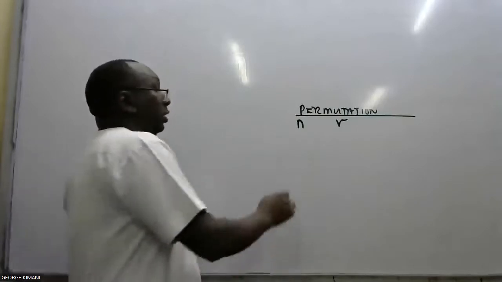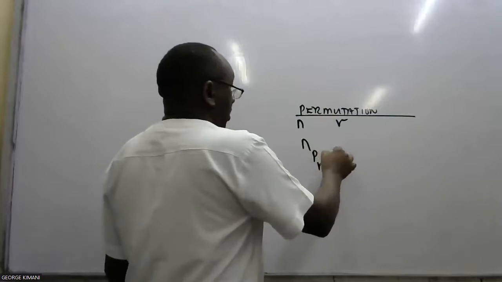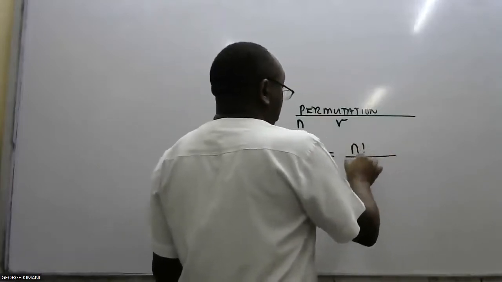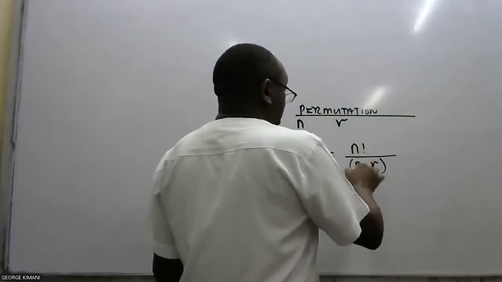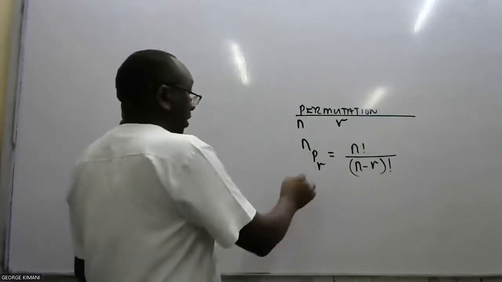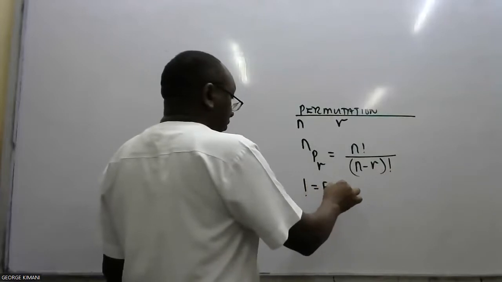So it is computed as nPr is equal to n factorial over n minus r factorial. This sign here is called factorial notation.